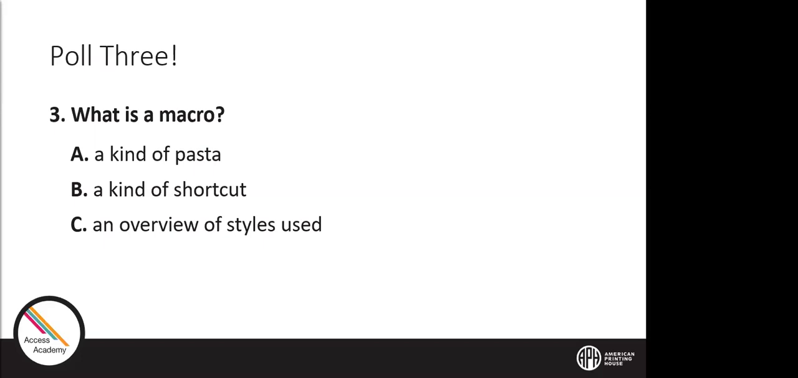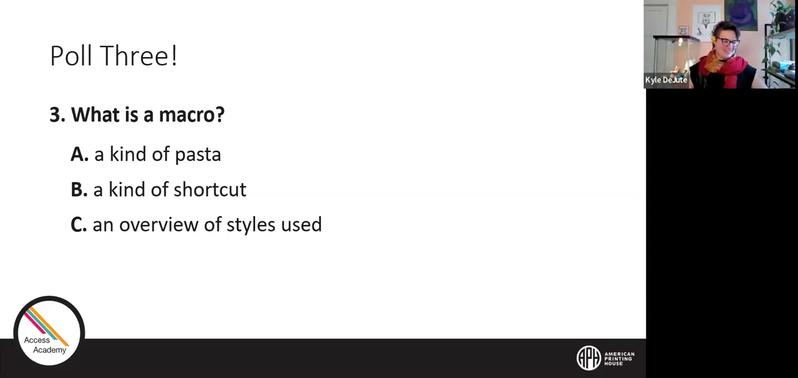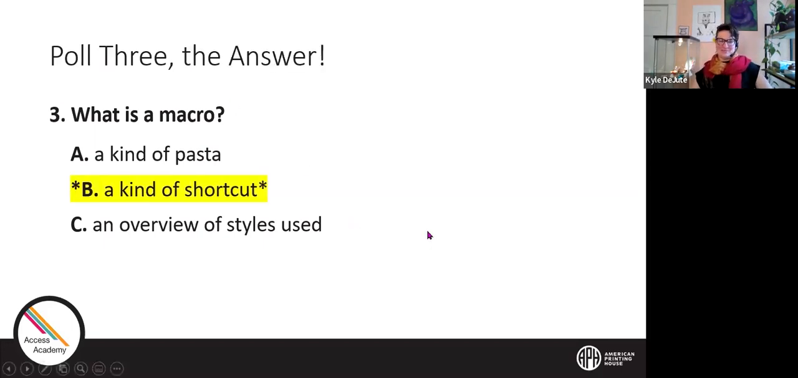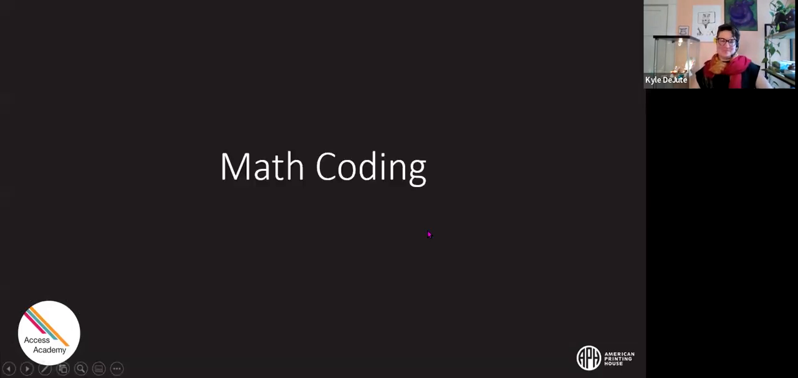All right, so we have a lot of participation on this one, so I'm going to go ahead and end it so that you can see results, Kyle. Yeah, you guys are so right. It's a kind of shortcut. A macro is a kind of shortcut. Now, math coding. We're going to talk a lot about this in our upcoming webinar on May 20th.